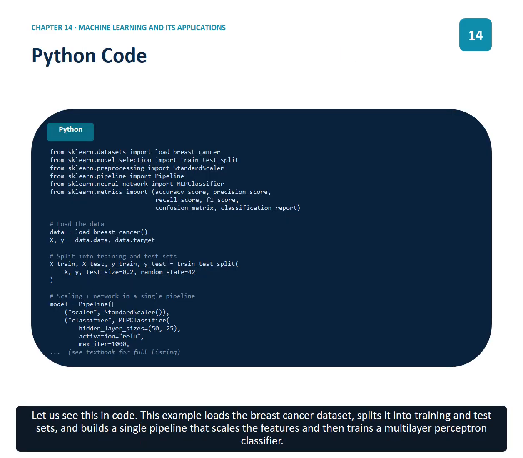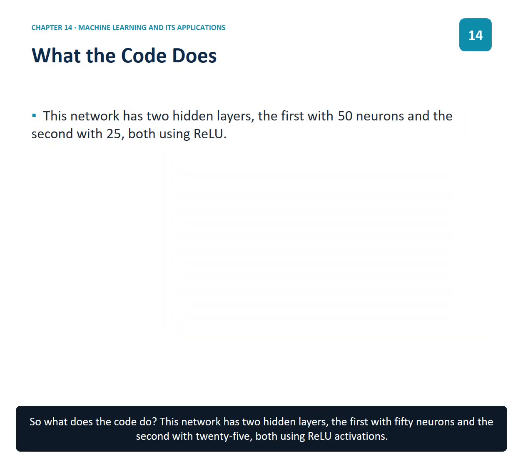Let us see this in code. This example loads the breast cancer dataset, splits it into training and test sets, and builds a single pipeline that scales the features and then trains a multi-layer perceptron classifier. So, what does the code do? This network has two hidden layers, the first with 50 neurons and the second with 25, both using ReLU activations.